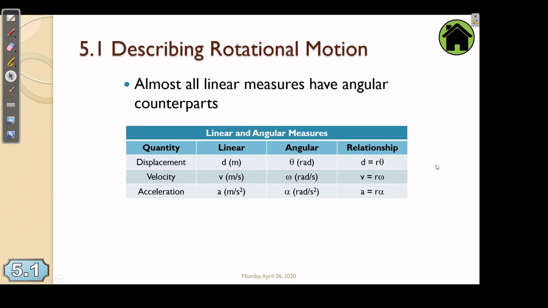So that pretty much wraps it up. I've included a table here just showing the relationship between the various linear components of motion and the angular counterparts. And you can see that each angular counterpart is related to the linear counterpart through the radius of rotation. So the linear, or not really linear, but the distance traveled by a rotating object is equal to the radius multiplied by the angular displacement. The tangential velocity is equal to the radius times the angular velocity, and the acceleration is equal to the radius times the angular acceleration.